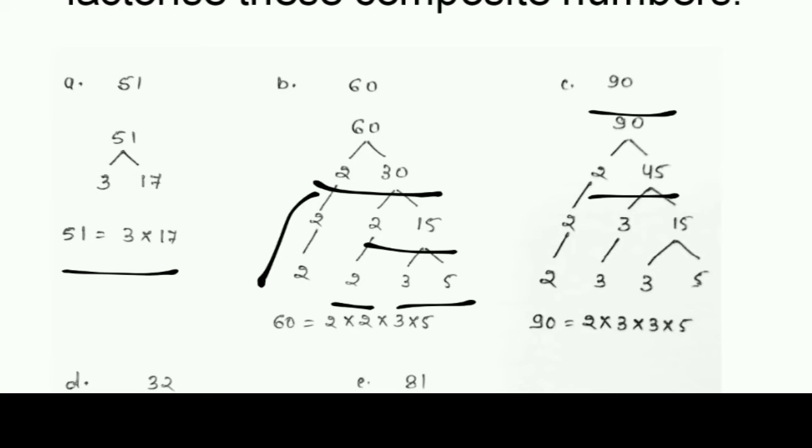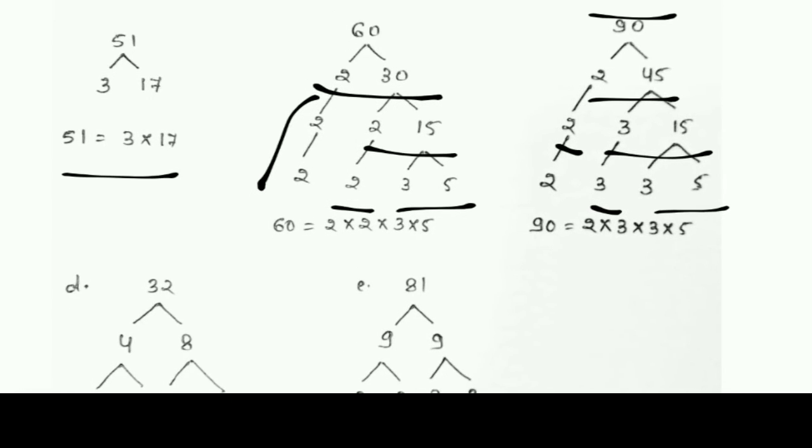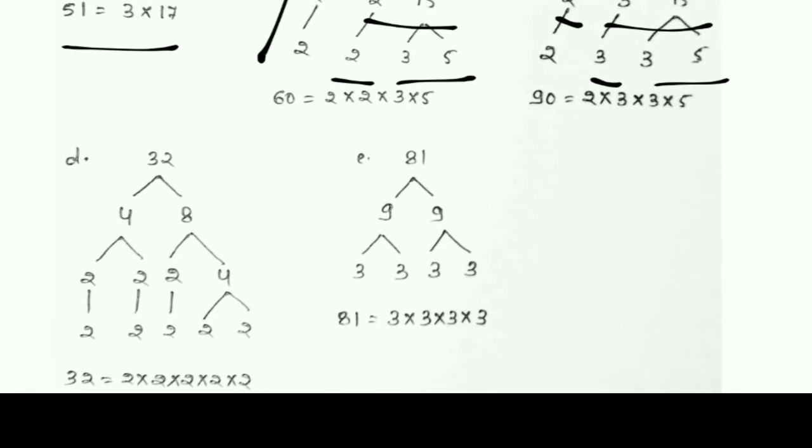2 into 45. This 2 remains the same. 45 is 3 into 15. This 3 remains the same. 15 is 3 into 5. So we have to arrange like this. Or we can solve with another method also.